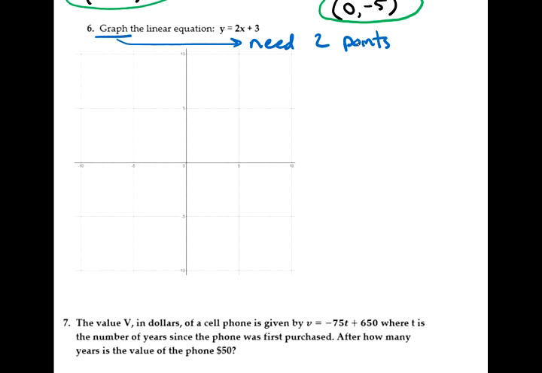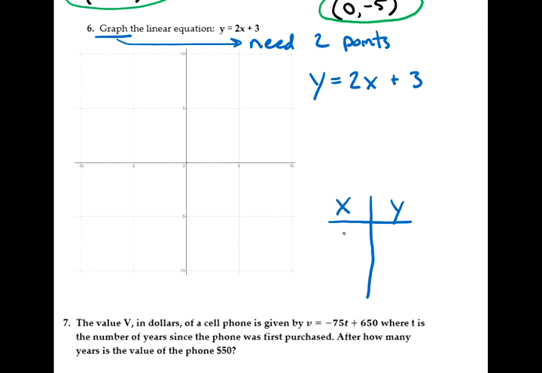We need 2 points. And remember, a point is a solution. So let's find 2 solutions of the equation y equals 2x plus 3. Now the way to get solutions is to plug in a number for one of the letters and figure out what the other one has to be. So let's do a little t-chart here. So x and y.